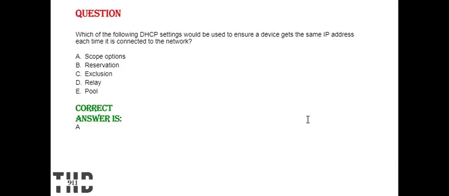Which of the following DHCP settings would be used to ensure the device gets the same IP address each time it is connected to the network? Option A, scope options. Option B, reservation. Option C, exclusion. Option D, relay. Option E, pool. The correct answer is option A.